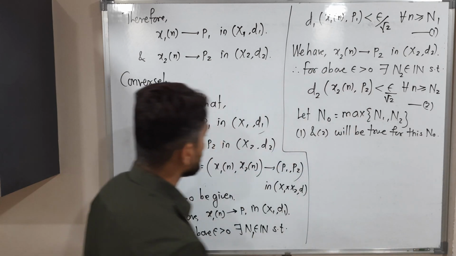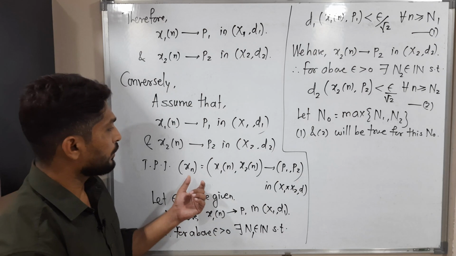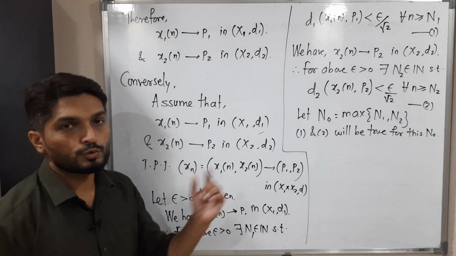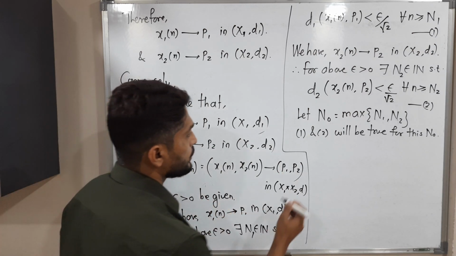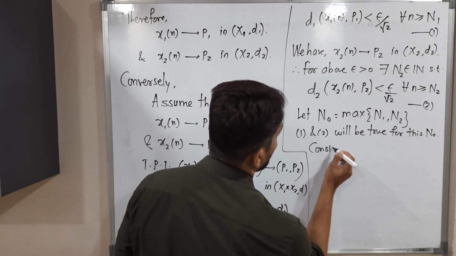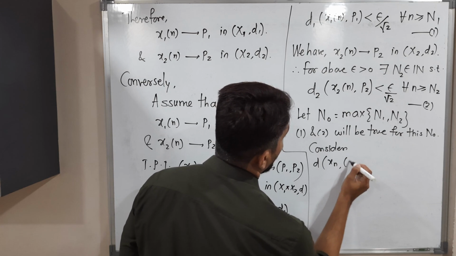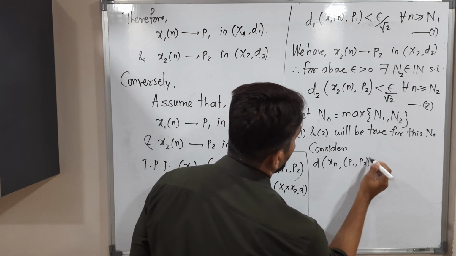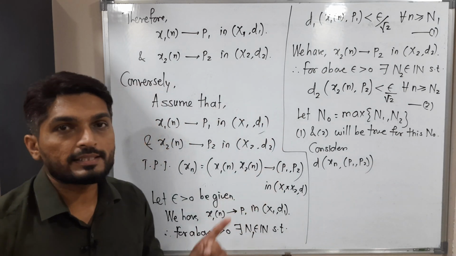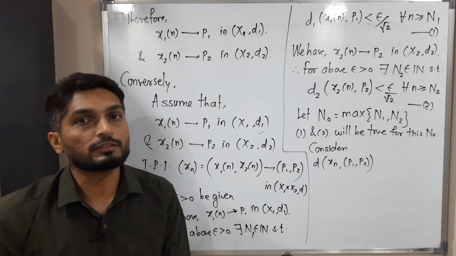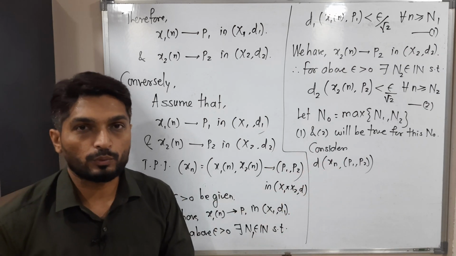Okay, so let us focus on what we have to prove. We have to prove xn converges to this (p1, p2). So let us start to consider that thing. So consider d of xn comma (p1, p2), right? So our target is to prove it is less than epsilon, then we can say it is a convergent sequence and converges to (p1, p2), right?